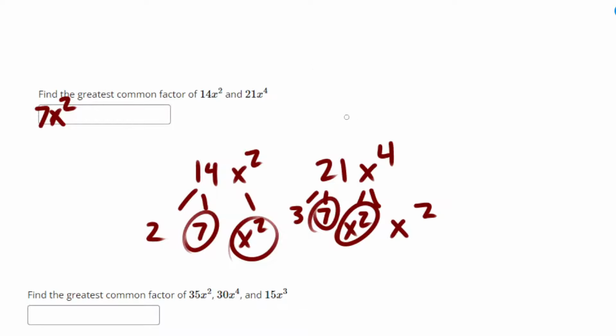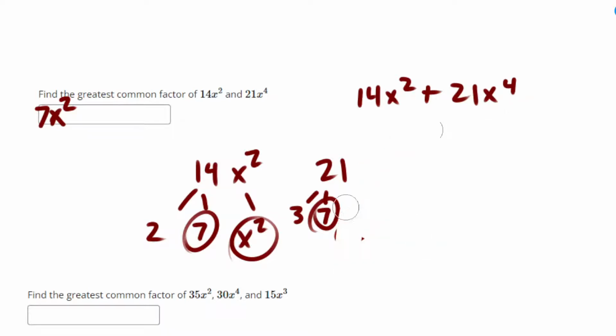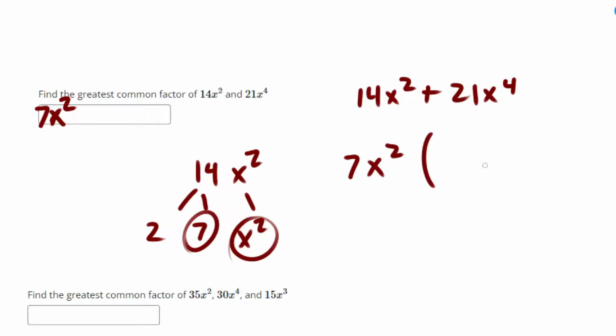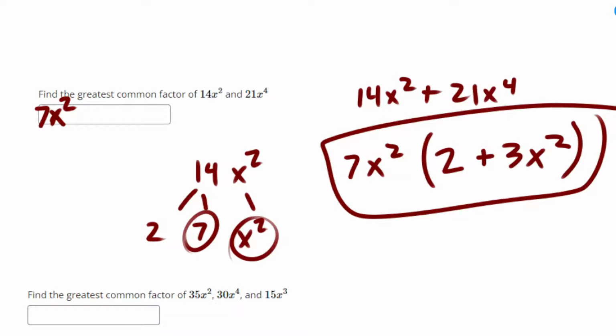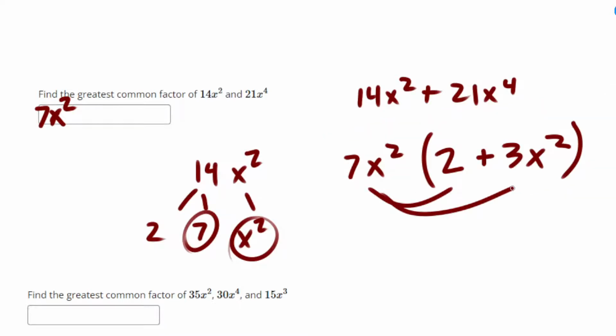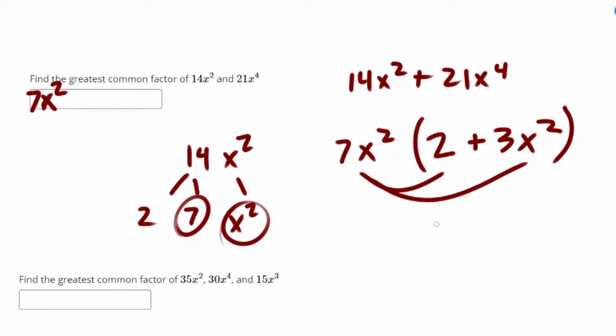But if we were going further, and we were saying, okay, this is 14x squared plus 21x to the fourth, and we wanted to find the greatest common factor, we would take that 7x squared out, and we would say, what happens if I divide 14x squared by 7x squared? And that would give you 2, just 2. And then what would happen if I divided 21x to the fourth by 7x squared? And that would give you positive 3x squared. And that's what your new form would look like. And if you multiply it back out, it should give you what you originally started with.